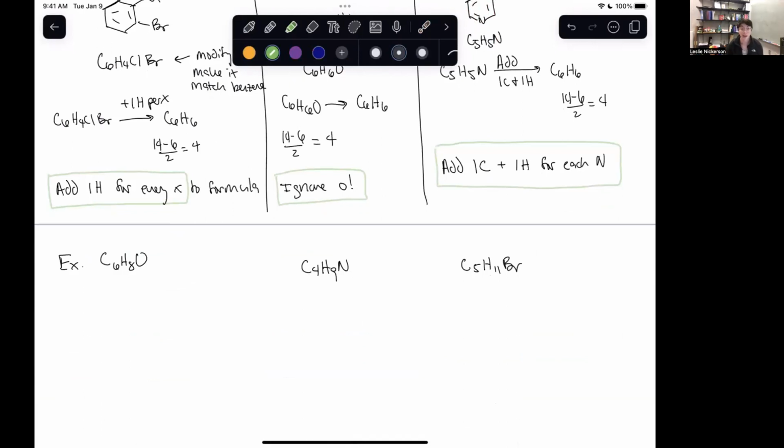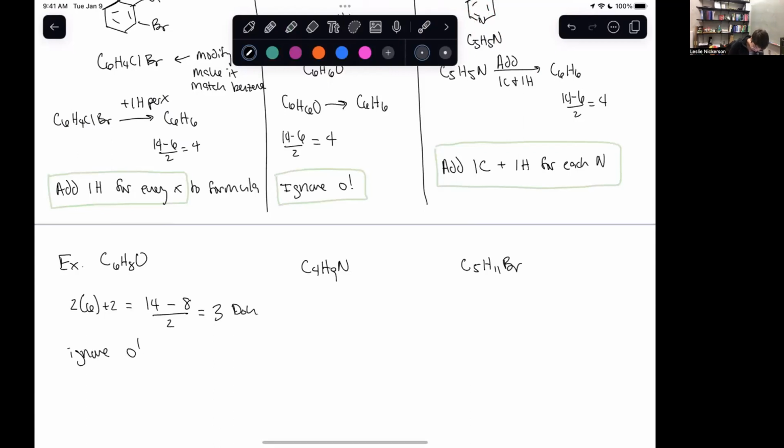Okay, so let's look at some examples here real quick. So if I've got C6H8O and I want to calculate the degrees of unsaturation, I can just go ahead and ignore the oxygen and say that I've got 2 times 6 plus 2. That's going to be my saturated number, right? So that's 14. Subtract my actual number, divide that by 2. So 14 minus 8 is 6, divided by 2 is 3. Okay, so again, we're just ignoring oxygen. We can just use the C6H8. So we're really calculating from just that simplified one.